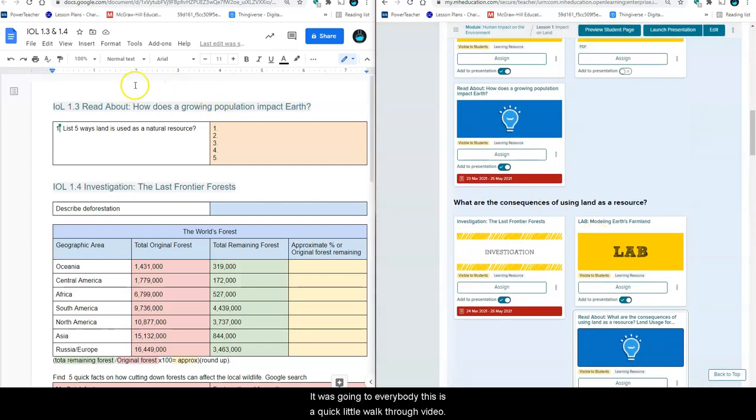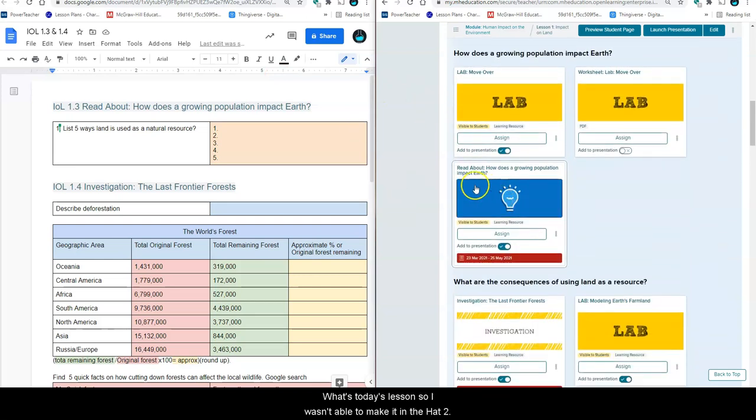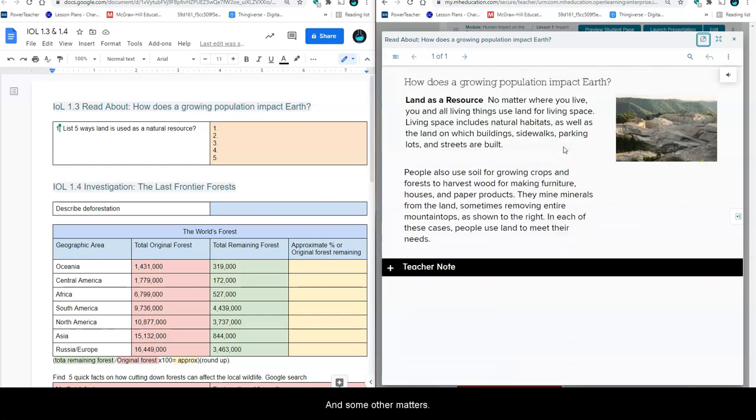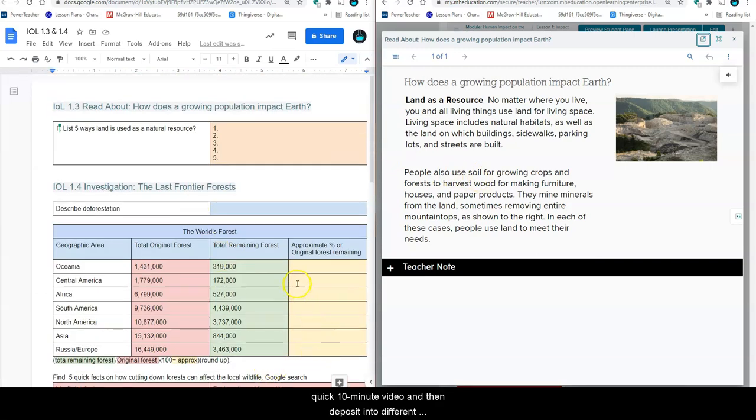This is a quick little walkthrough video for today's lesson. Sorry I wasn't able to make it in. I had to attend to some other matters. My kids. So walking through this, I'm just going to show you a quick 10-minute video, and then you'll pause it in two different places to kind of do some of the grunt work.